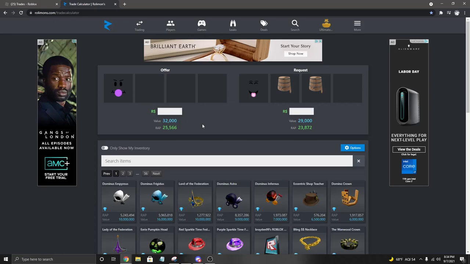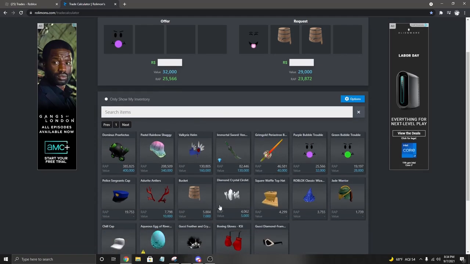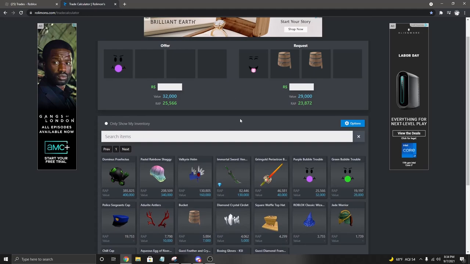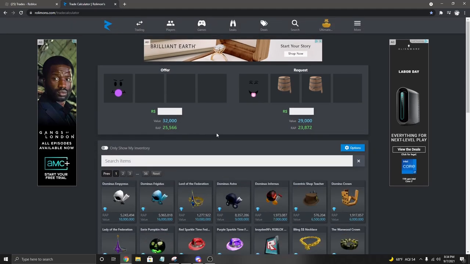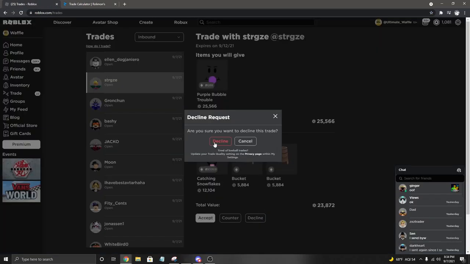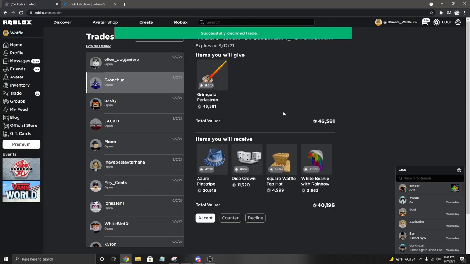Now, another piece of advice is, let's say someone is sending you items in a trade that you have in your inventory, so in the trade calculator. So instead of looking it up, you can just do that, and then see what I just did there with the buckets. I just added it like that. It's just a little thing. So yeah, I'm not going to do that, because that is just a 3KL, so we're going to go ahead and decline that. Now moving on to the next one.